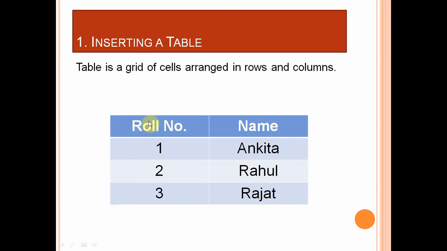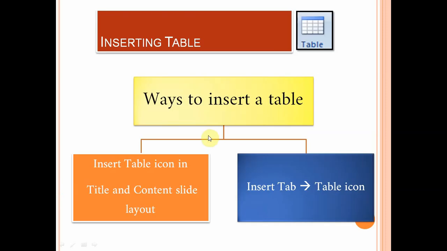For example, we can say that in this table we have 4 rows, 1, 2, 3 and 4. And we have 2 columns. The first is the column roll number and the second is the column name. So I will be telling you how to create this kind of table along with the formatting. Now the next thing: how many ways are provided to us by PowerPoint to create a table?